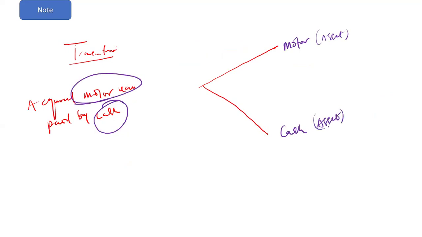Now let's bring in the rule. When a motor van is acquired, it means you are having more motor vans, so it is increasing. Then what happened to your value of cash? Your value of cash will decrease.